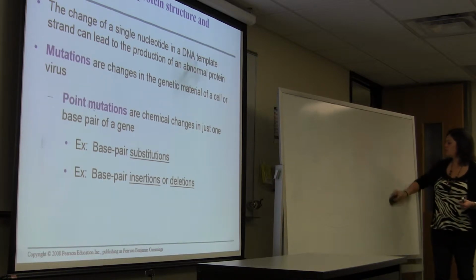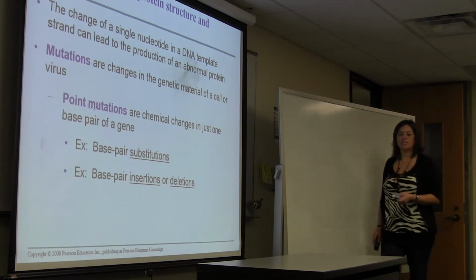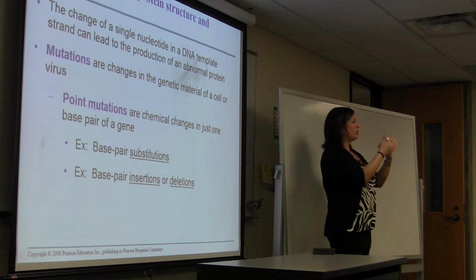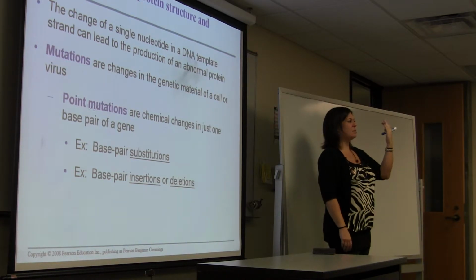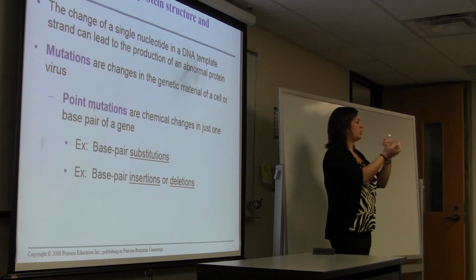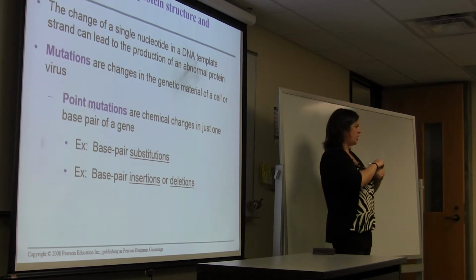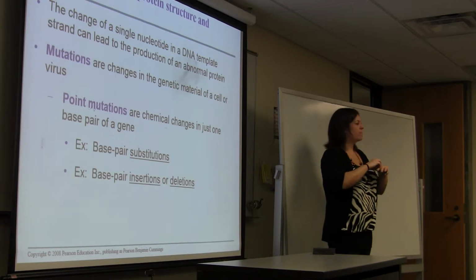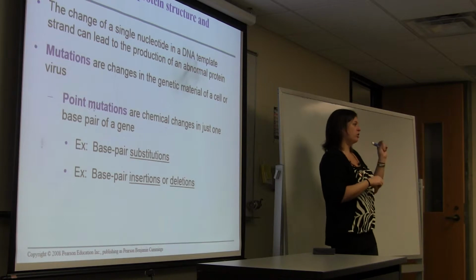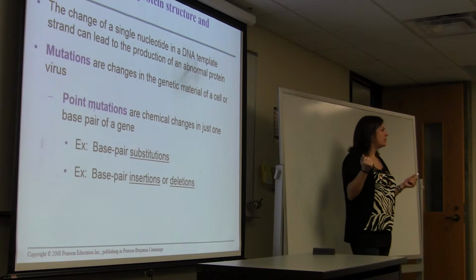And so of the two types of point mutations, we have substitutions. That's where you substitute one base pair for another. In other words, if I'm supposed to have a T there and it gets mutated to form a C, that would be an example of a substitution. You're substituting the wrong nucleotide for the correct one. The other type of point mutation is called an insertion or a deletion. So this is where you're actually adding an extra nucleotide that's not supposed to be there, or removing a nucleotide that is supposed to be there.